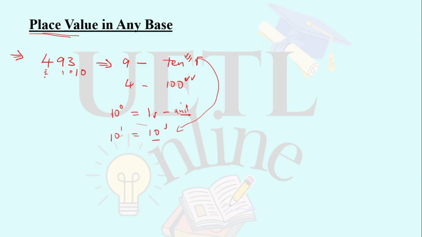And if you take this 4 again, you can see that it becomes 10 to the power 2, which is equal to 100, which is this one. So this is what we call place value.